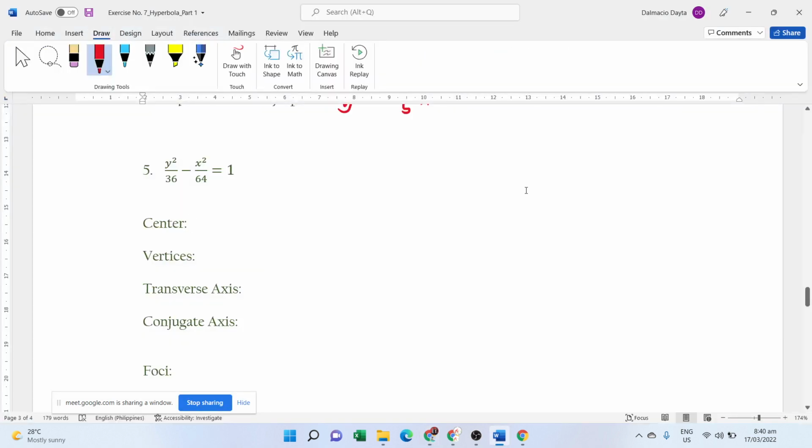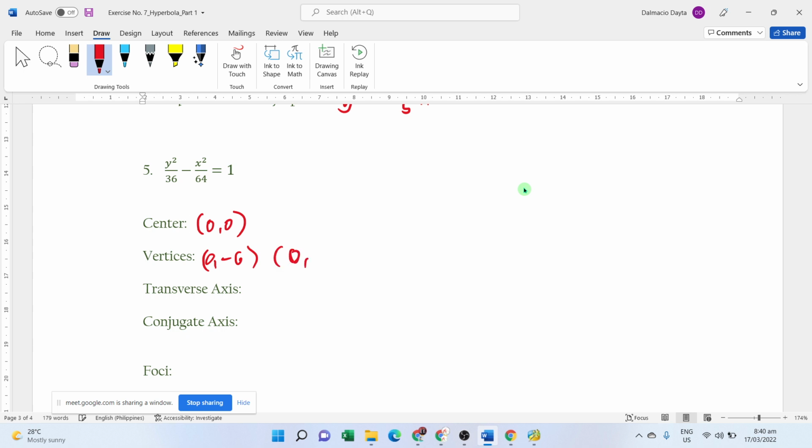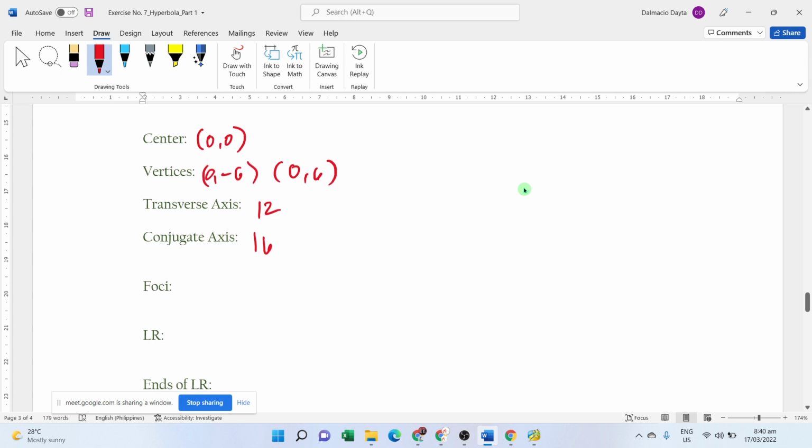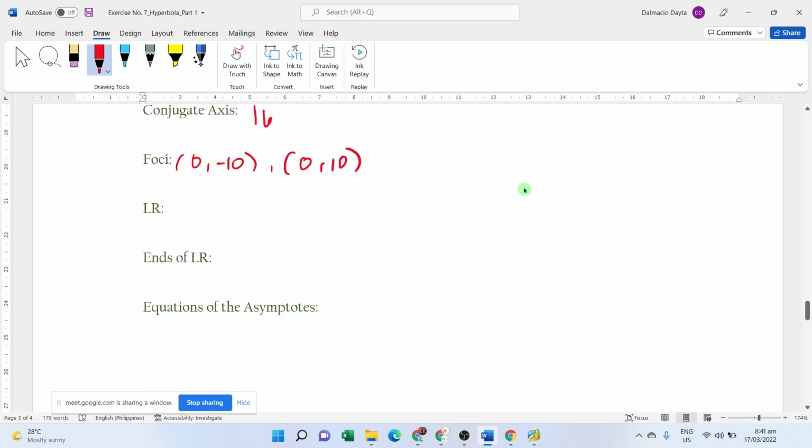Yes, Raven. Center, 0, 0 po. Okay, next. Vertices, 0, negative 6 and 0, 6. Transverse axis, 12 po. Conjugate axis, 16. Okay. Foci, 0, negative 10 and 0, 10. LR, 64 over 3 po.